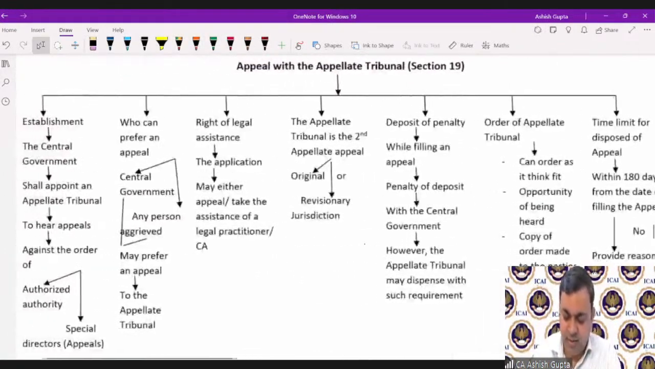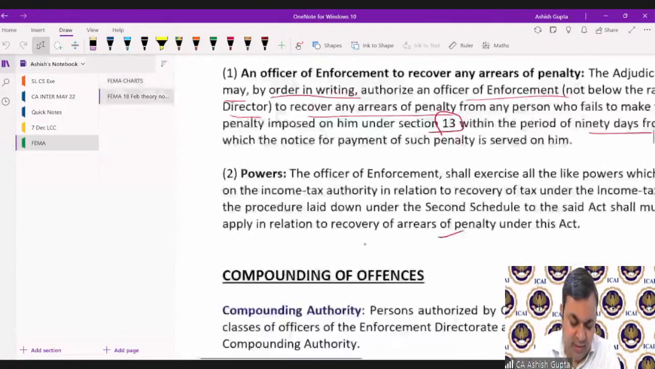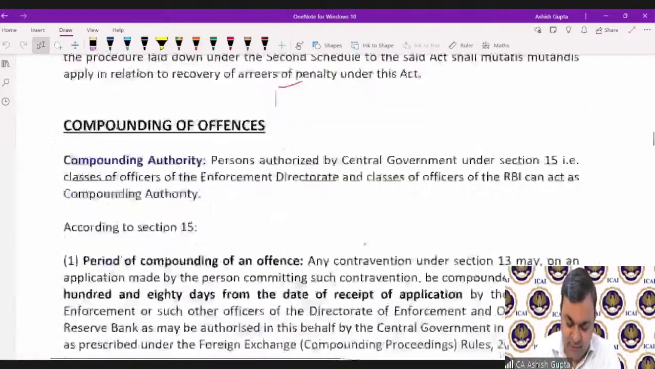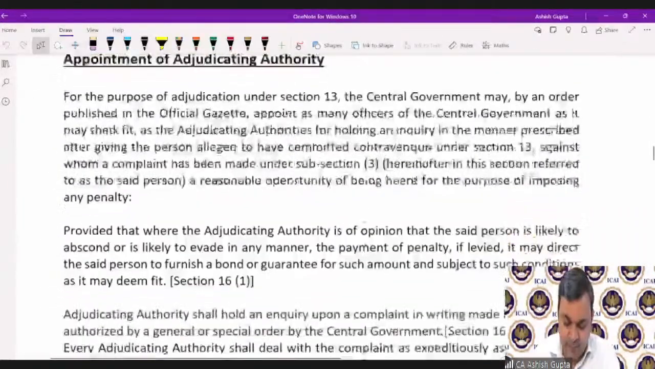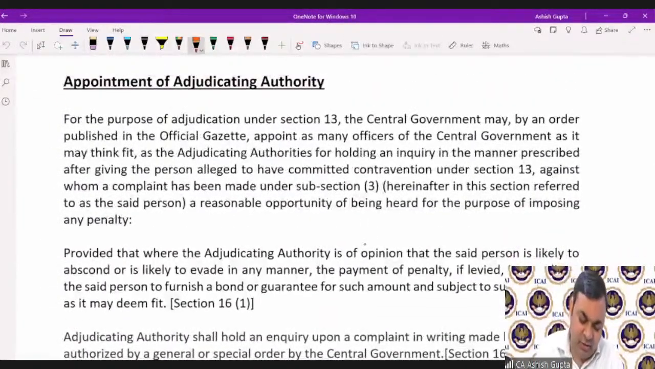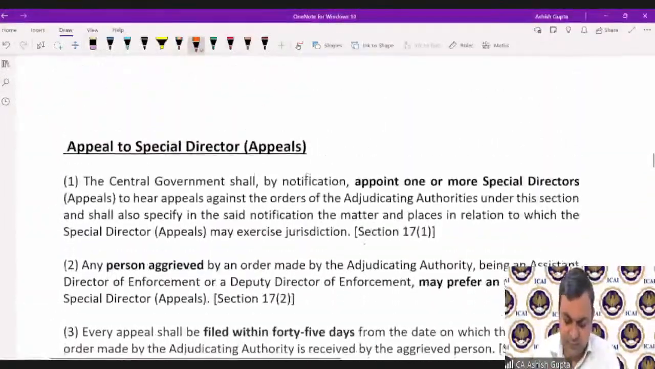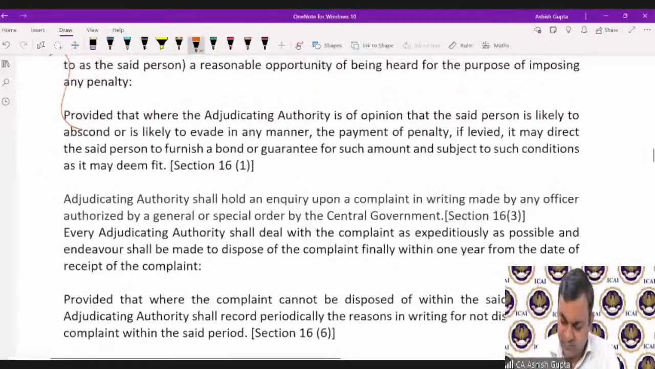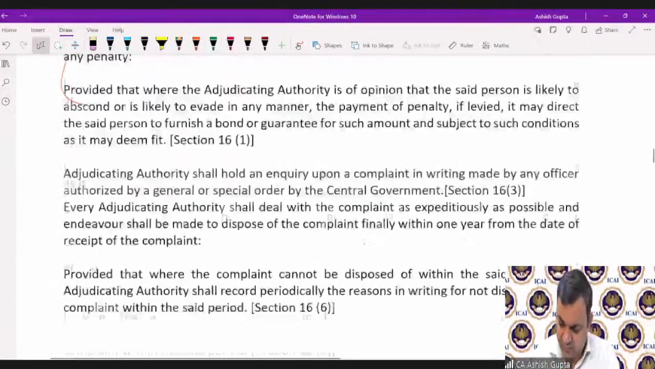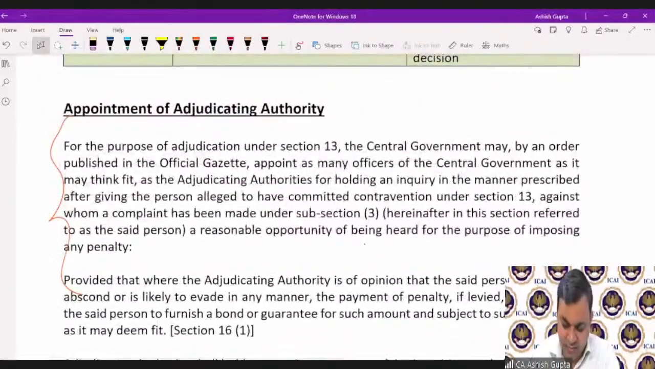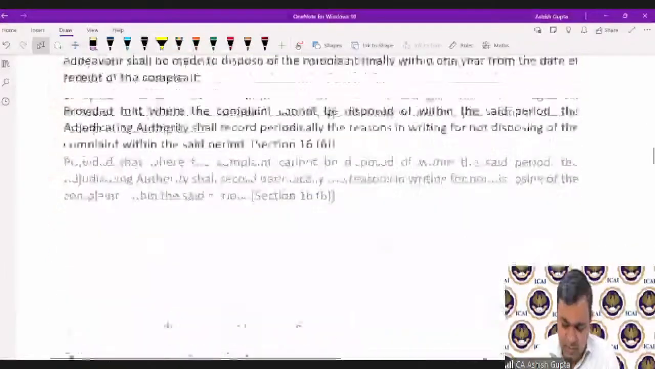Now, appeal with the Appellate Tribunal. Okay, before moving towards the Appellate Tribunal, first we will complete this part. Appointment of adjudicating authority. Okay, that is clear.